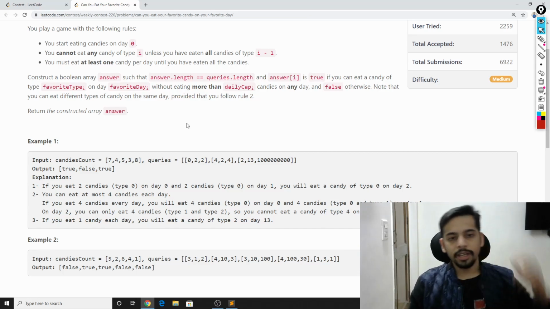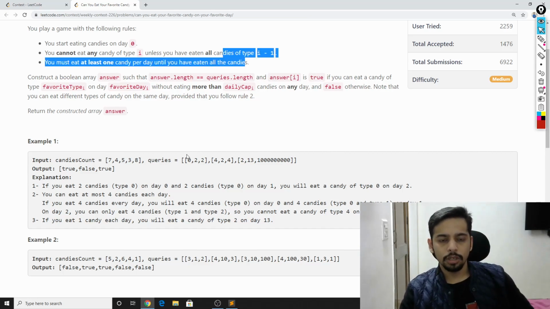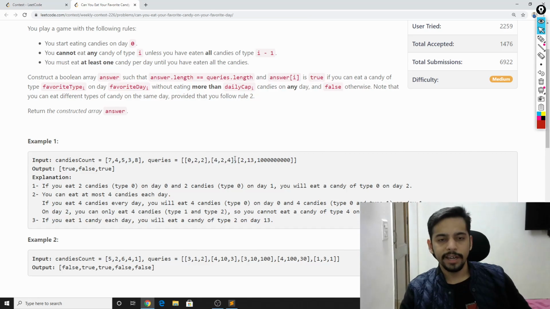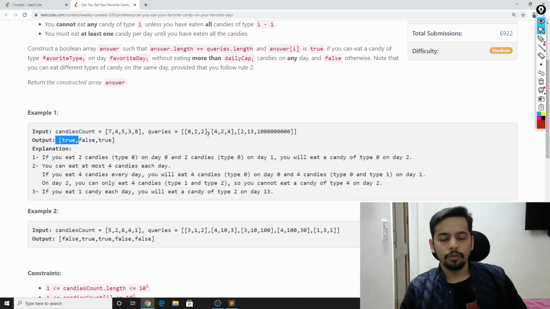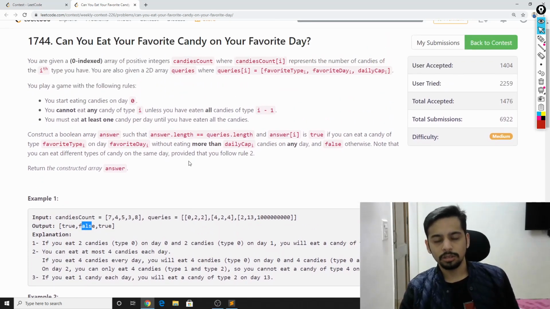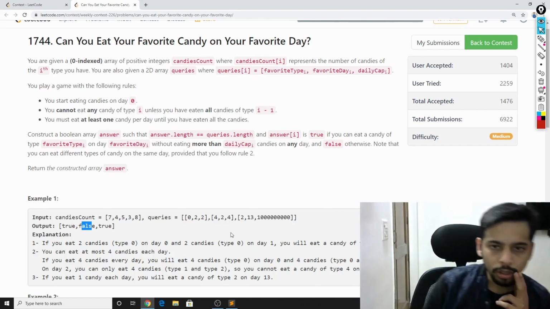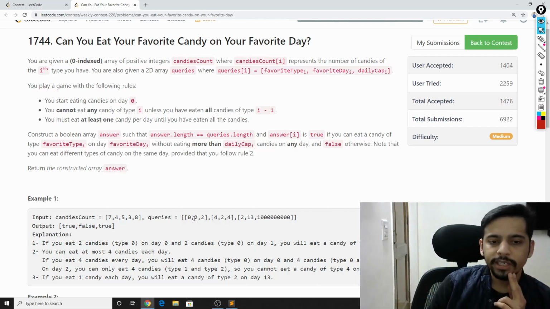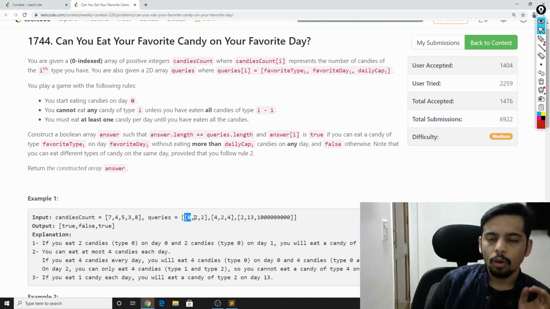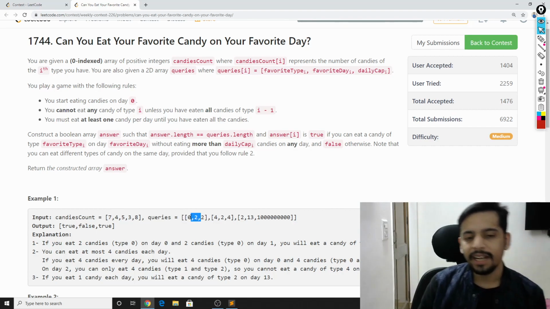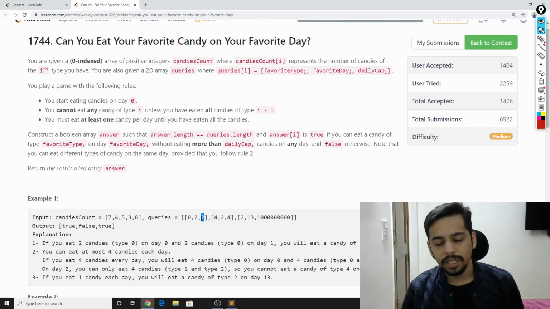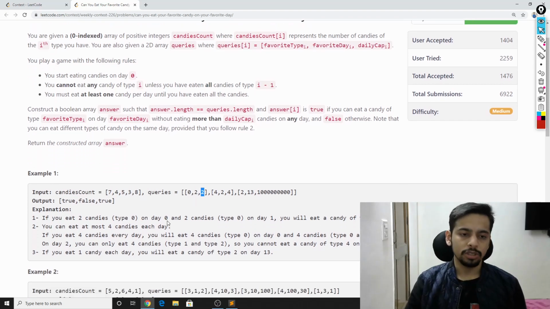Oh, finally I get it. You need to answer for a given query, right? That for 0, 2, 2 it is true. For 4, 4, 4 it is false. Okay, now it makes more sense. So majorly I'm trying to figure out whether I will be able to eat a candy of type 0 on day 2, given that I do not eat more than 2 candies on a given day. Now it makes more sense to me.